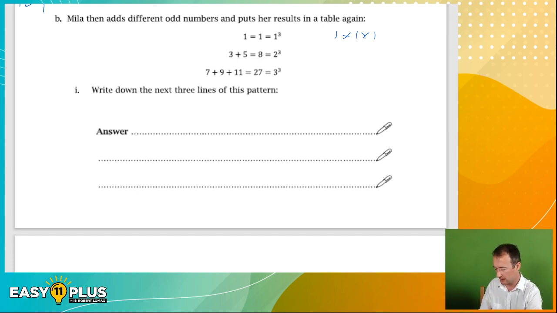Right, next 3 lines of this pattern. This goes 1, 3, 5, 7, 9, 11. This is interesting, a bit of a different pattern. So rather than starting with 1 plus 3 plus 5 each time, 1 plus 3 plus 5 plus 7, we're actually carrying on 1, 3, 5, 7, 9, 11. So the next one is going to be 13 plus 15 plus 17. And now we need 4 numbers this time. 17 plus 19. That's a bit messy, never mind.